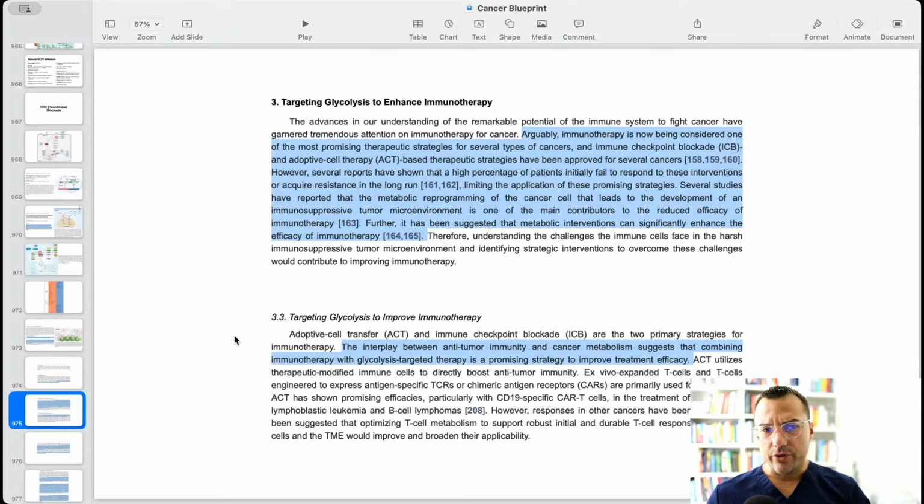And there's another piece here that I highlighted from the paper, targeting glycolysis to improve immunotherapy. It says the interplay between anti-tumor immunity and cancer metabolism suggests that combining immunotherapy with glycolysis-based therapy is a promising strategy to improve treatment efficacy. Let's be honest, it's a promising strategy to improve your success with cancer in general. That's why metabolic therapy is the foundation. It should be the foundation of all cancer therapy.